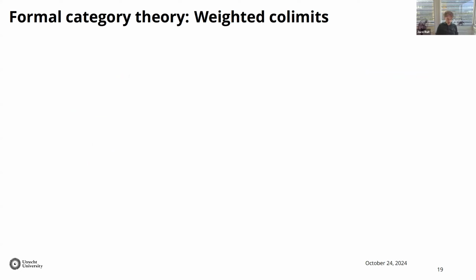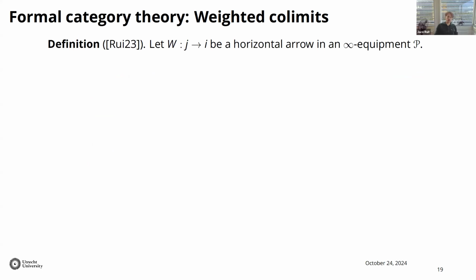So to define weighted colimits, you need a first technicality of constructing a pro-arrow of cones. This definition may be a bit technical, but it goes as follows. If you take W to be a horizontal arrow in an infinity equipment P, where you should really think about W as being the weight, then you can make the following definition.